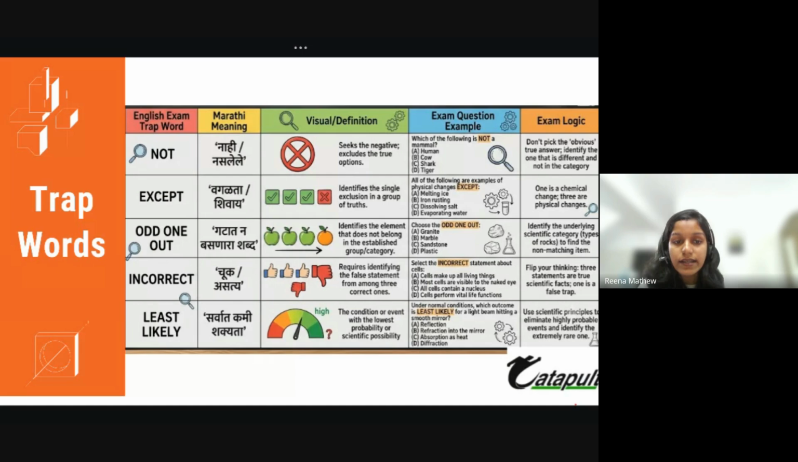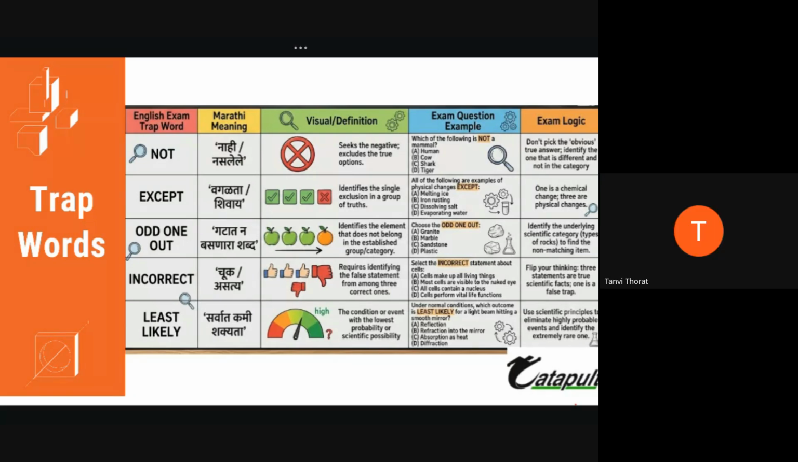Trap word is incorrect. And then we have except. Except means 'iske alawa', 'ko chhodkar'. So look at this question.